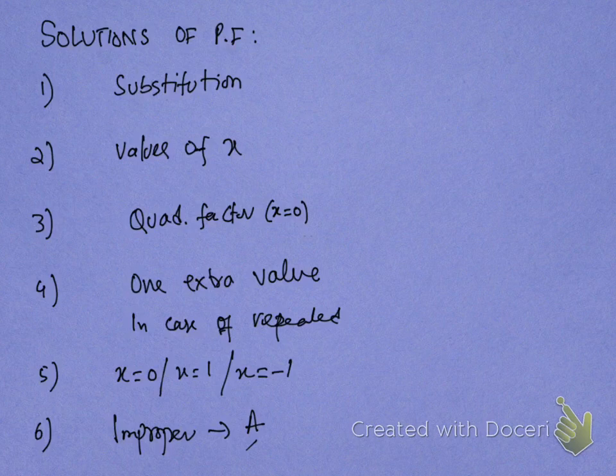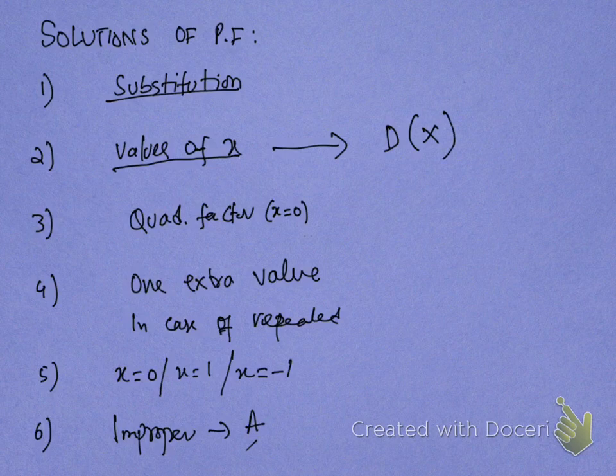Solutions of partial fractions. Important points. Point number 1. Always use the substitution method to solve partial fractions questions to make the calculation simple and fast. Point number 2. Get the values of x for the substitution from the given factors in the denominator. You need to substitute the values of x. For those values, you should use the given factors in the denominator.